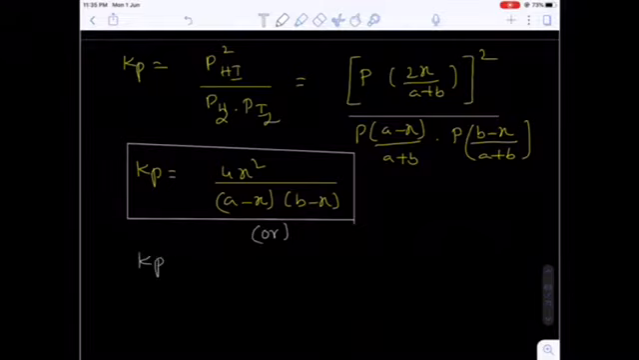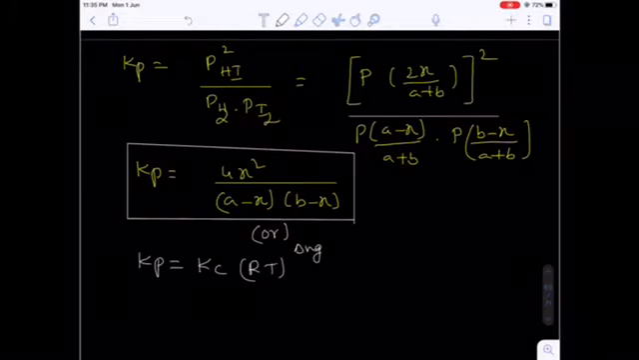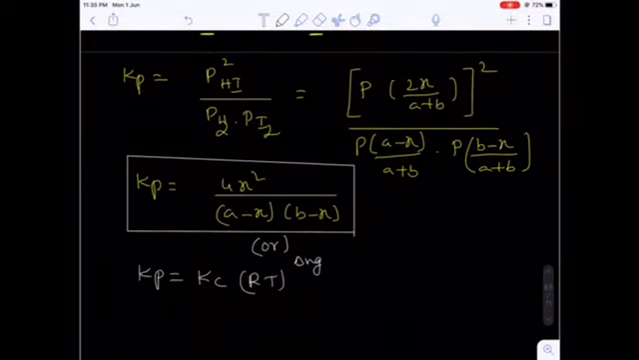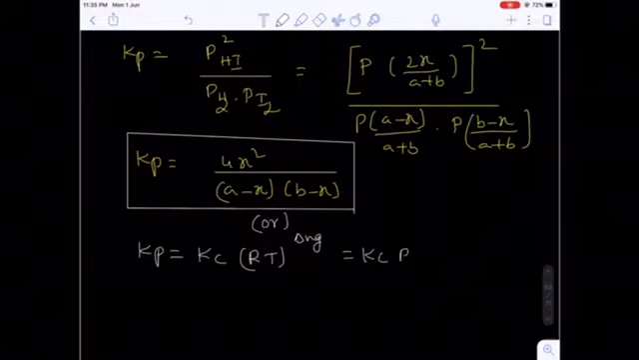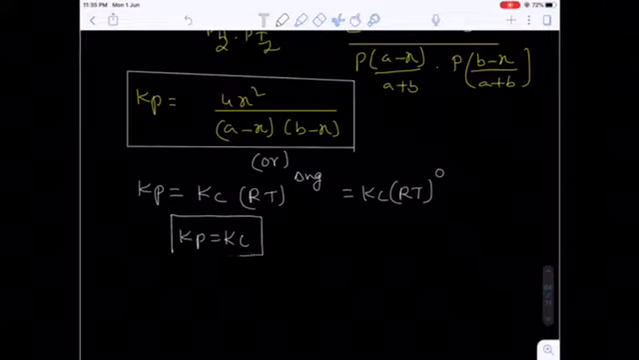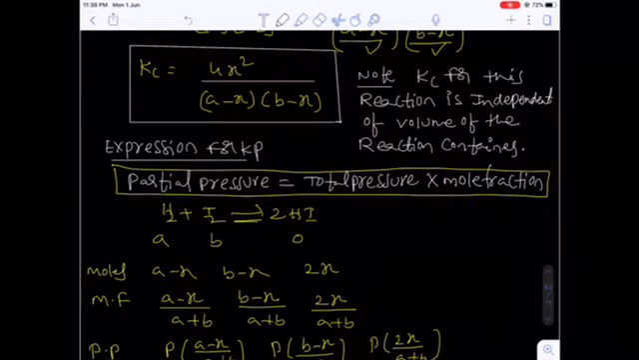Otherwise we can solve for Kp from the relation between Kp and Kc. What is the Kp Kc relation? Kp is equal to Kc into RT whole to the power delta Ng. Now the delta Ng value, just now I told you, here how much? 0. So put the value 0. So Kp is equal to Kc into RT whole to the power 0. Anything to the power 0 is nothing but 1. 1 into Kc, that is Kc. That means Kp will be equal to Kc. That means the Kp expression and Kc expression are both equal.